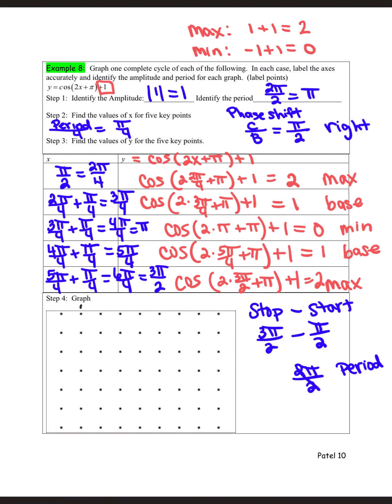So when we graph this, we have my phase shift, which is pi over 2. But I'm going to count by 2 pi over 4. So I'm going to count by pi over 4. So this is pi over 4, 2 pi over 4. And I only do that to keep the spacing more equivalent.